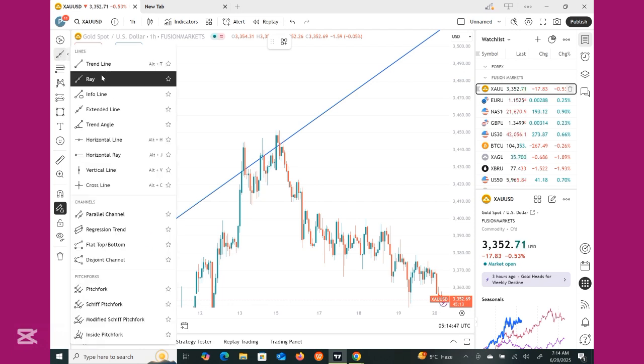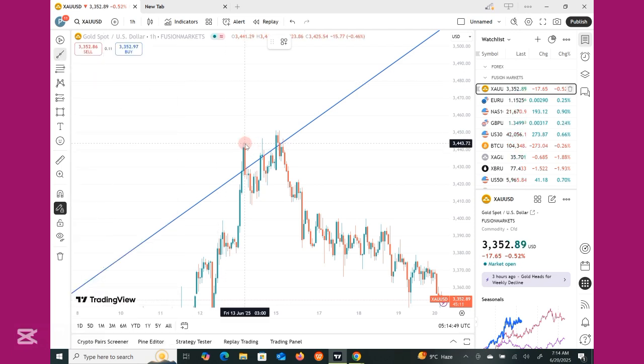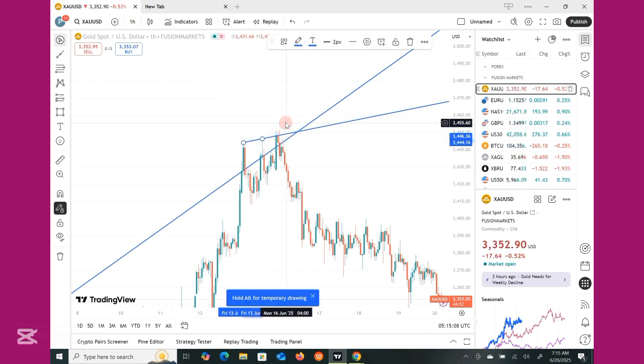So how do you note a 3 drive pattern? You find a first point and connect to a second point. Then a third point can be your entry point. Like this will be a first point. This will be a second point. And when price comes here to touch this point, that side, you look for entry points.